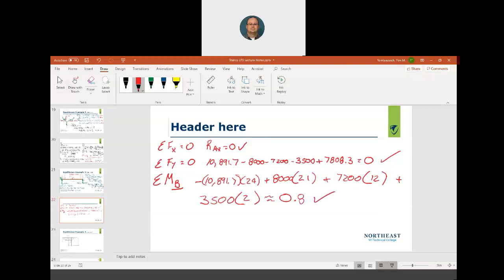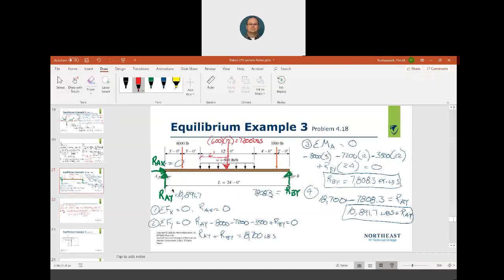If this is wrong, you'll get a really high number. You may get a whole number like a 1 or a 2, because it depends on the rounding right here. So this tells you that I did everything right. I just did example 3. I solved for RAY, I solved for RBY, so those are the loads on top of the wall, and RAX. So that's problems of equilibrium.